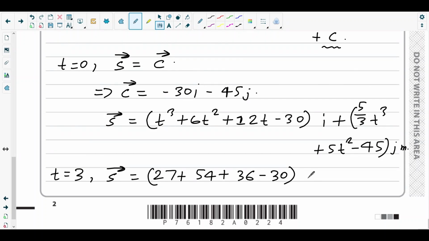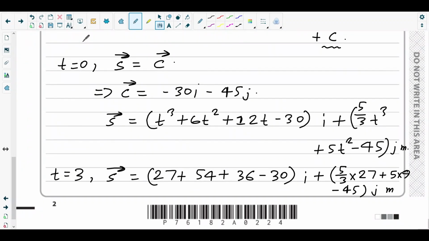That much i, plus 5 over 3 t cubed. So 5 over 3 t cubed is basically 5 over 3 times 27, plus 5 times 3 squared, which is 9, and then negative 45. That's the j component, that much meters. Now just calculate, do the sum and multiplication.